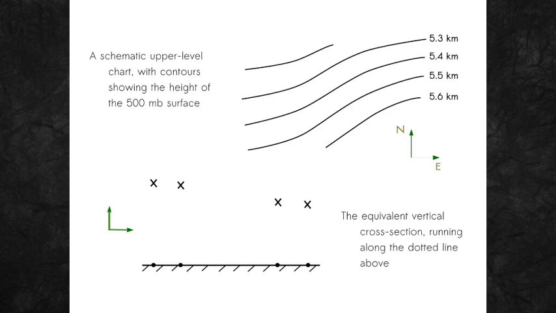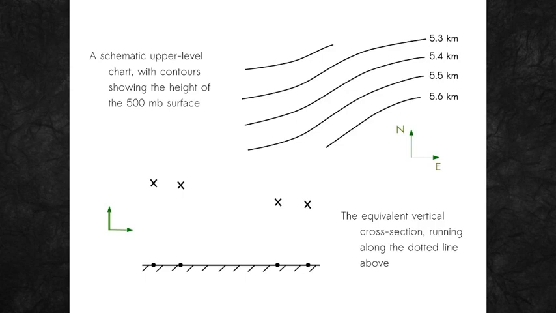To get a feel for how this works maybe in 3 dimensions, let's look at this from 2 perspectives. Up here on the right, I've got our schematic upper level chart. It's the same chart as before. Again, this is showing data with north upwards, east to the right. So we're looking down from above, and each of these contours is showing height of the surface above the ground.